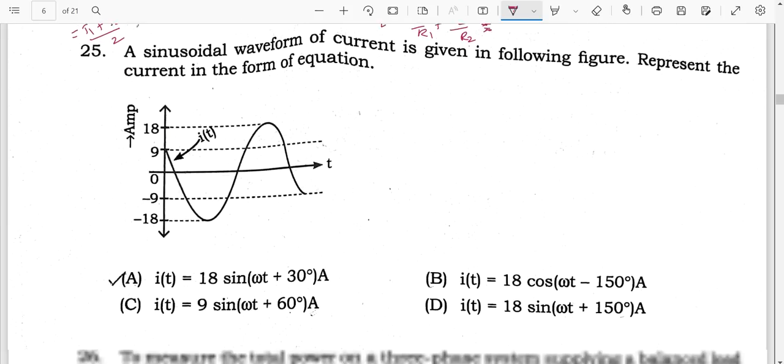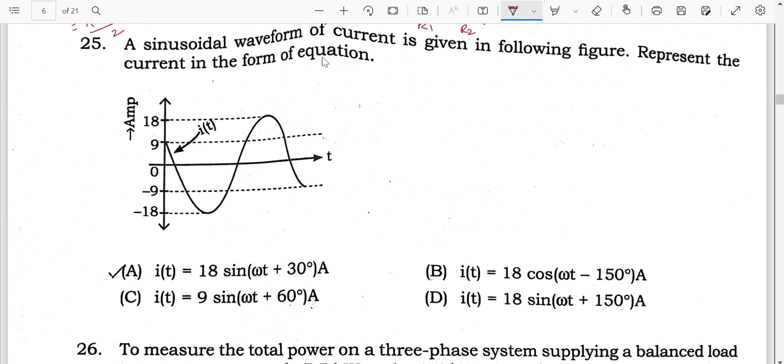Next one. The sinusoidal waveform of current is given by the following figure. Represent the current in the form of an equation. First of all, when t is 0, the current has a magnitude of I of 0 equal to 9. So this value you have to justify. From most of the equations you can justify this value.